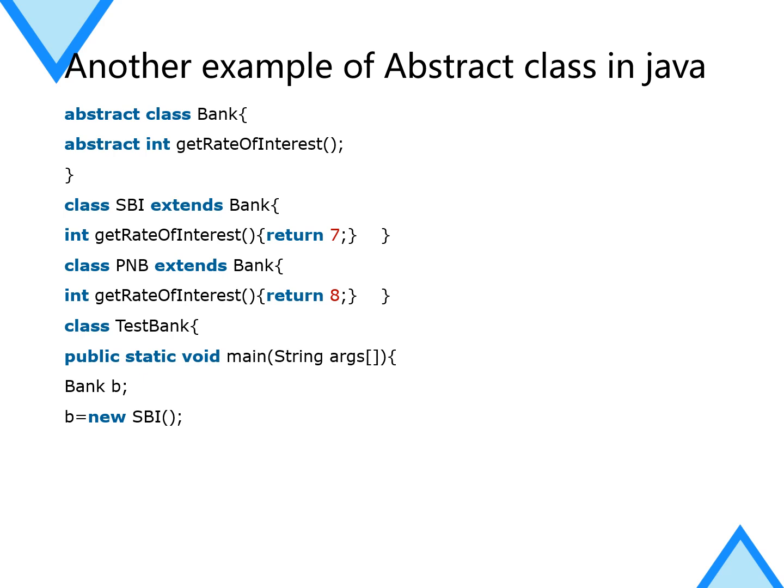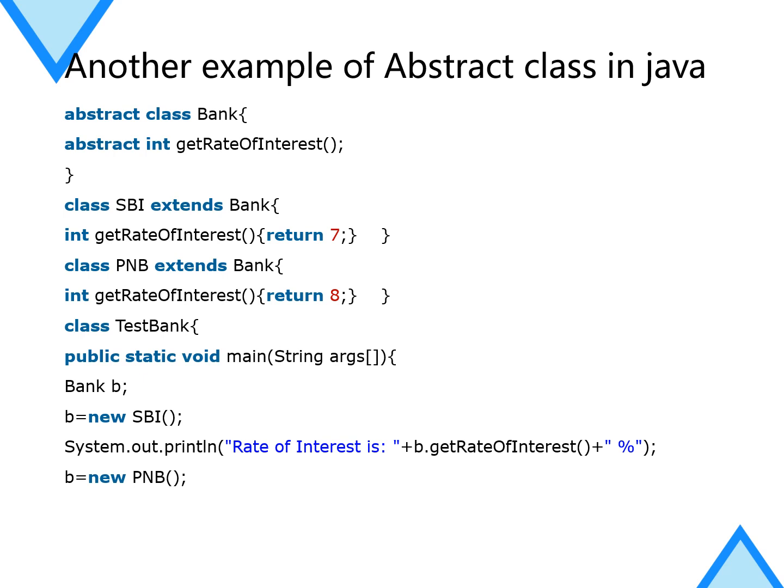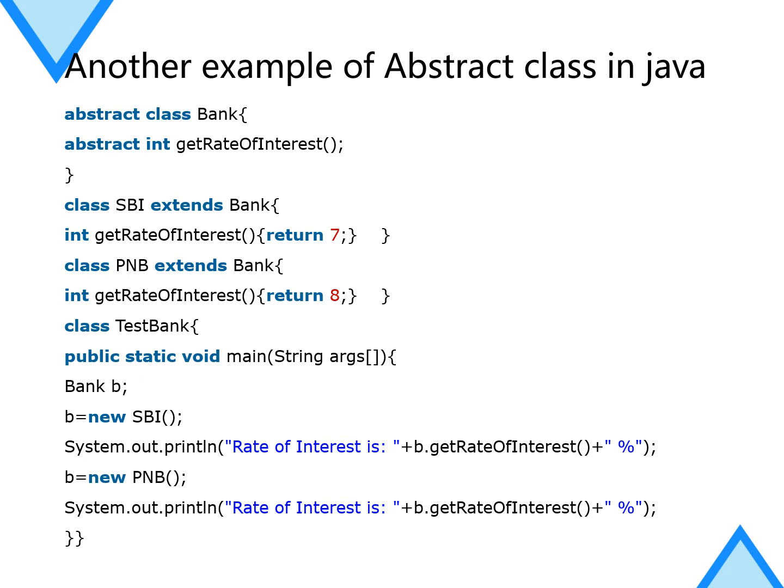We are declaring the object with the type of the abstract class. The object b is of type bank, the abstract class, and we are creating the instance of SBI. So if we call the method get rate of interest, it will return 7. We are creating another instance, and if we call it, it will return 8. So this program will show the output like that.